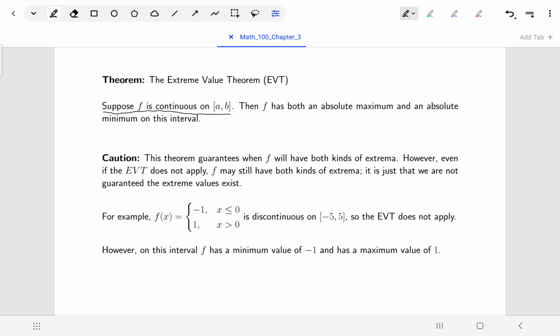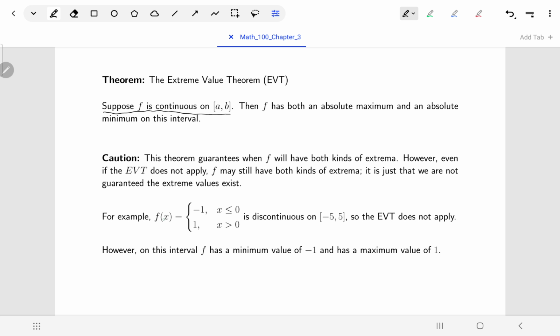Now, a couple of things just to mention about the theorem. The theorem can, like I say, fail for you. If the function is not continuous, then the extreme value theorem does not apply. If we're not talking about a closed interval, then the extreme value theorem does not apply. It's possible you might still have maximum and minimum values. It's just not necessarily courtesy of the extreme value theorem.